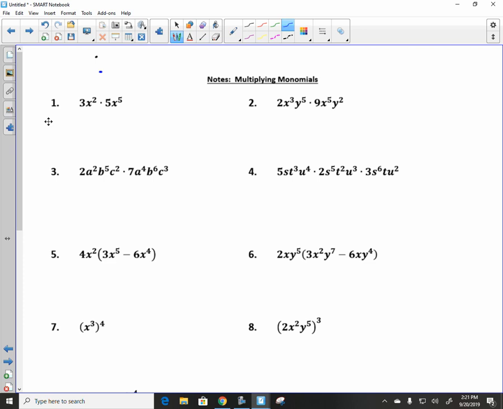I'll just set it on my desk, and then right by my desk, there's also a packet of notes sitting right there. Example 1, 3x squared times 5x to the fifth. What do we got? Good. Number 2. 18x to the 8th, y to the 7th.